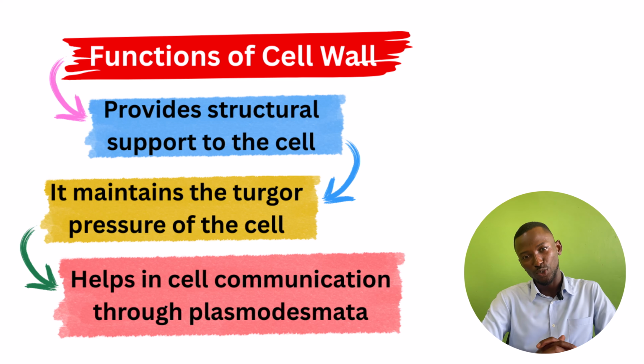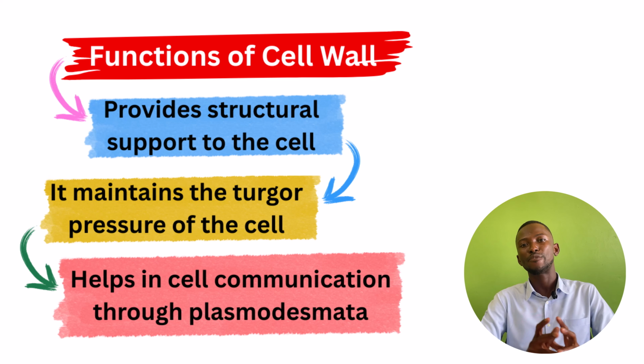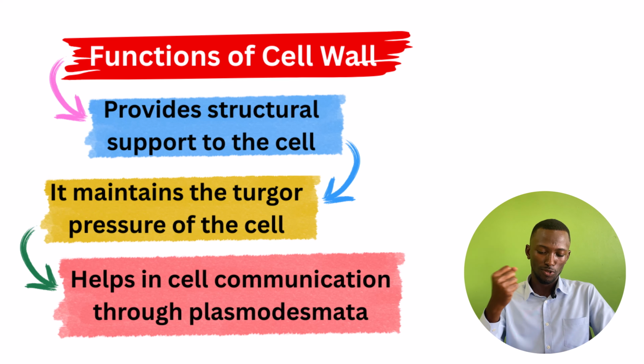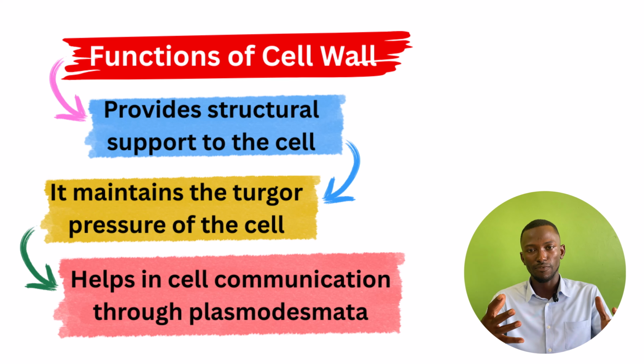One important function of the cell wall to plant cells is that it prevents them from bursting. You see, plant cells are able to absorb a lot of water. So imagine plant cells keep absorbing a lot of water. Maybe it finds itself in a situation whereby a lot of water enters the cell.